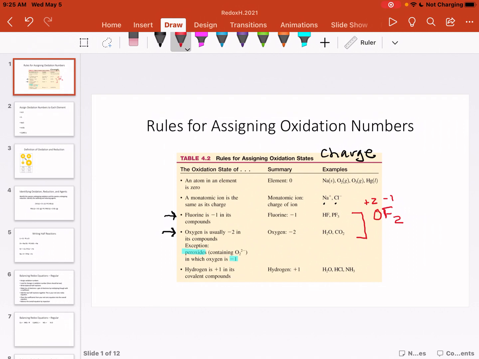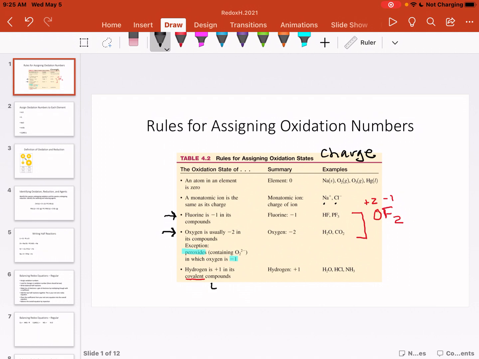Then another one that we can usually count on is hydrogen, hydrogen being +1 in covalent compounds. But there is a situation that hydrogen can be in an ionic compound. If hydrogen is going to pair up with something less electronegative than itself, like for example, lithium, sodium, potassium, rubidium, cesium, or francium, look at where all those guys are. They're below hydrogen in the periodic table, so therefore they have a lower electronegativity. If they have a lower electronegativity than hydrogen, then hydrogen has to be the negative guy.